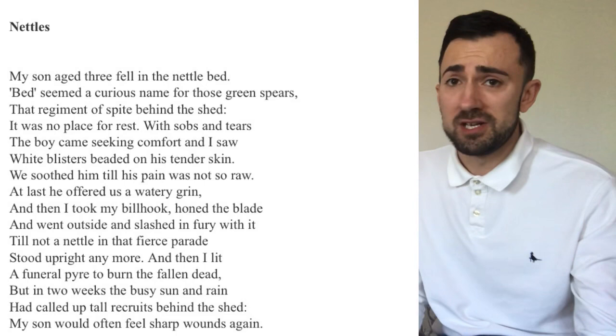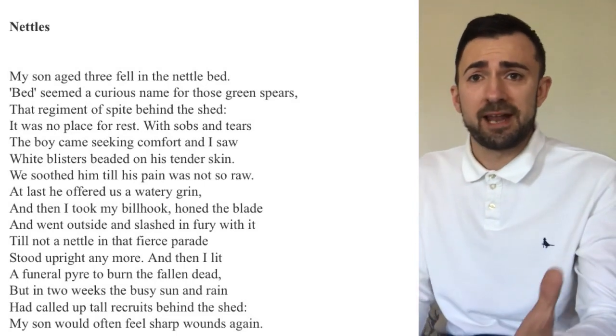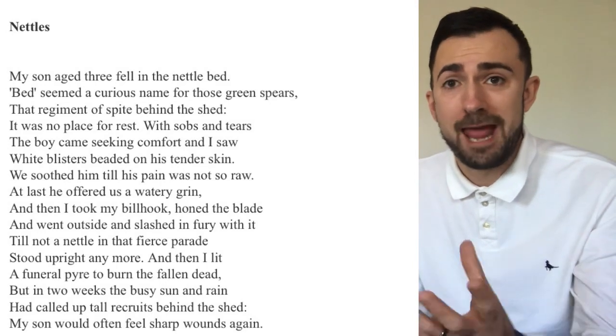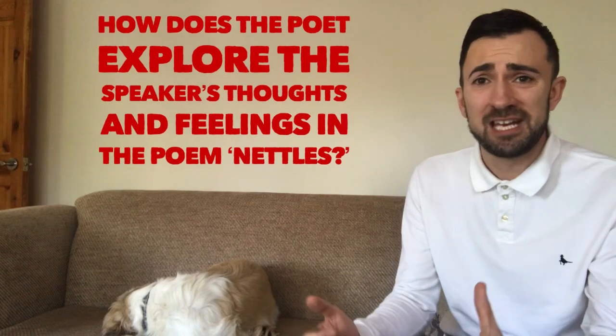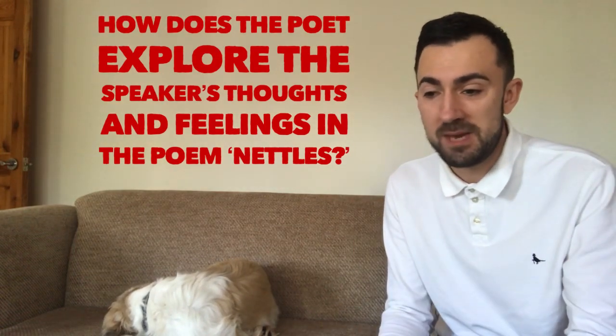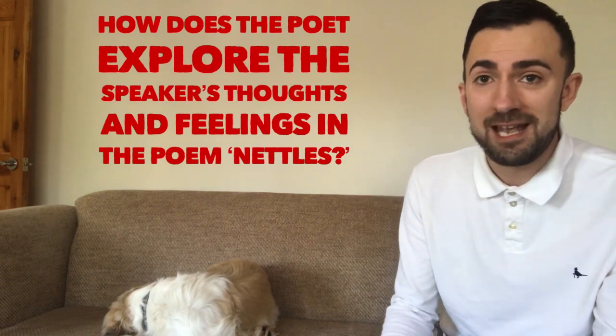Now, even if we're not really understanding that poem, hopefully the following steps are going to help you to really get into the poem and find some things that you'll be able to write about and hit those marks for. So the question will look something like this. It's not really changed much over the last couple of years. It's always the same structure. How does the poet present the speaker's thoughts and feelings in the poem Nettles?